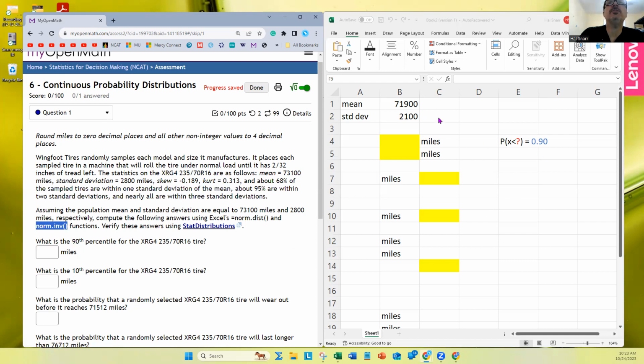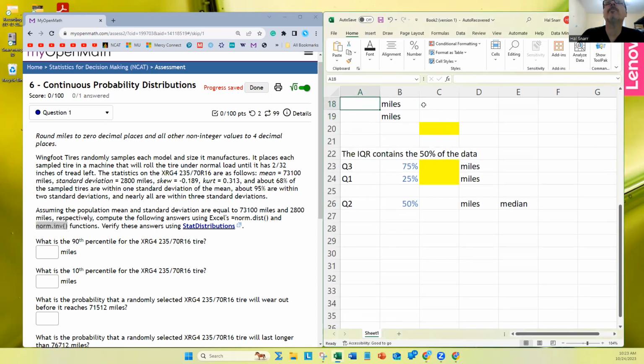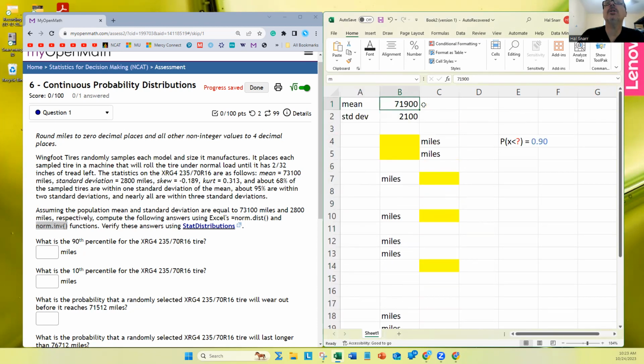Okay, the first question is we want to know the 90th percentile. And I've already, let me change this to 73,100. And let me change the standard deviation to 2,800. Okay, both of these are in miles. Now, this very first question, what is the 90th percentile for this tire?